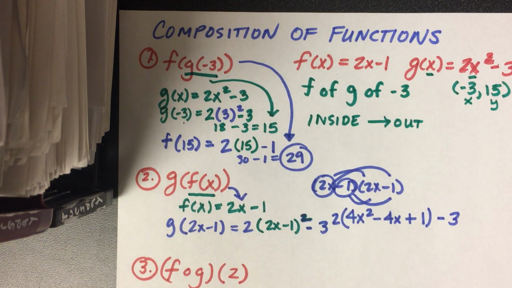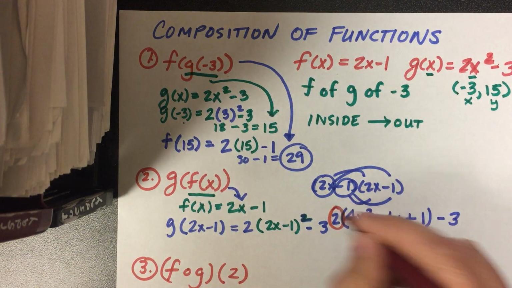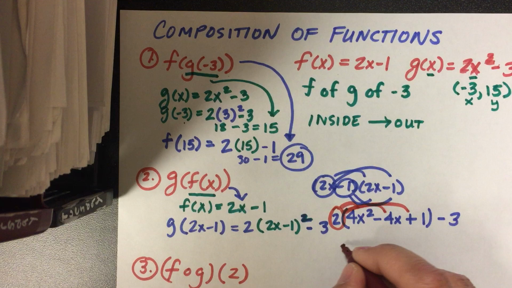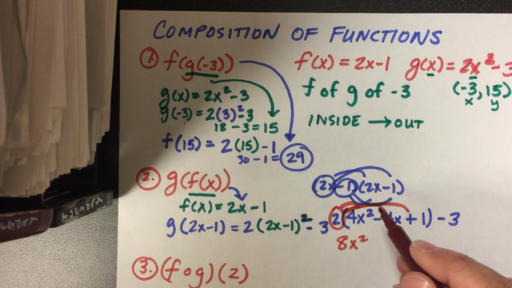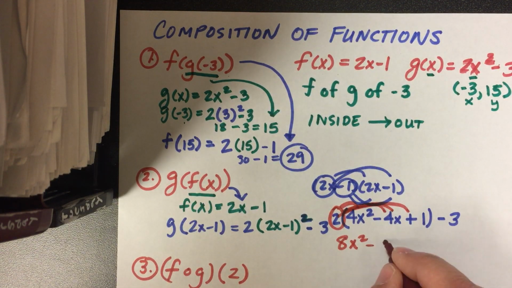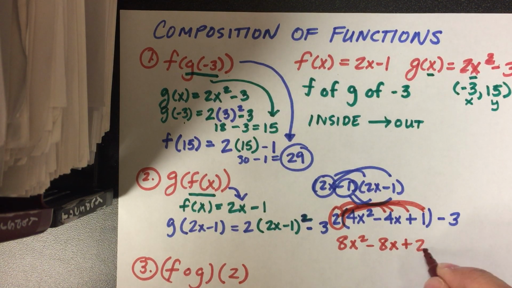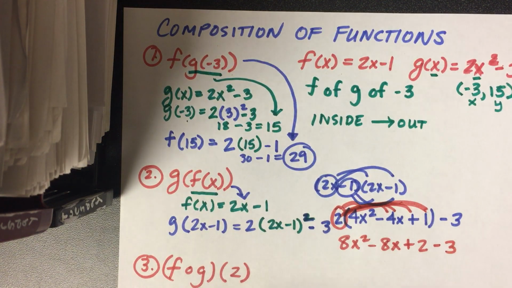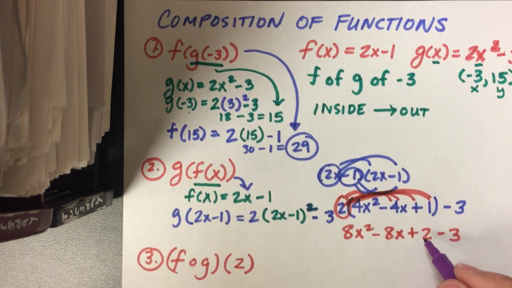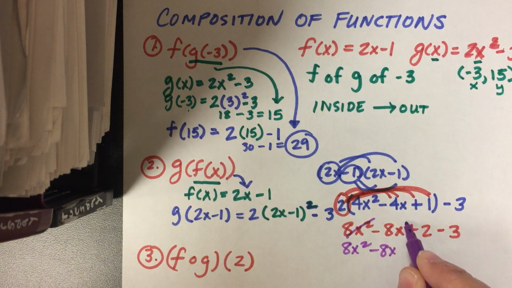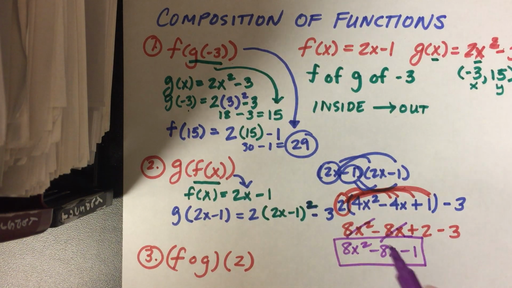So my next step is going to be to distribute this 2 throughout. So I've got 2 times 4x squared, which is 8x squared. And I have 2 times negative 4x, which is negative 8x. And 2 times 1, which is 2. And then I still have that minus 3 there on the end. Now I'm ready to bring the 3 in. So I have 8x squared minus 8x. And then 2 minus 3 is negative 1, and that is your answer.